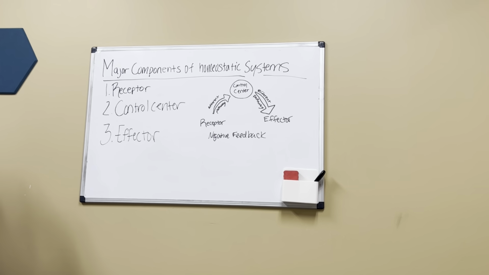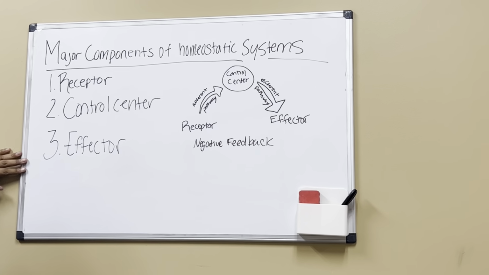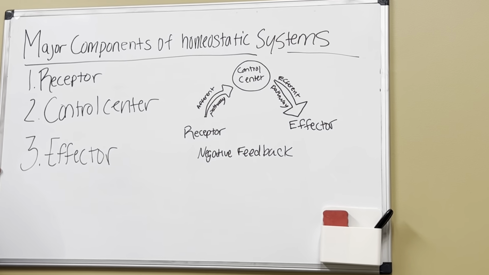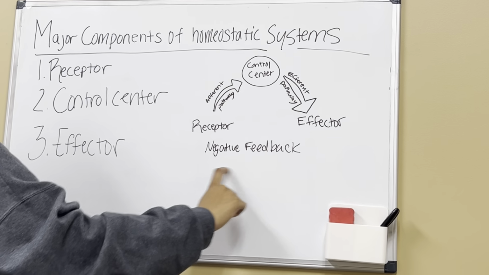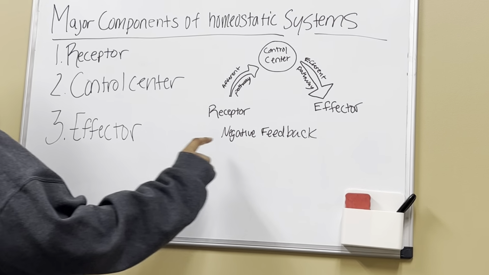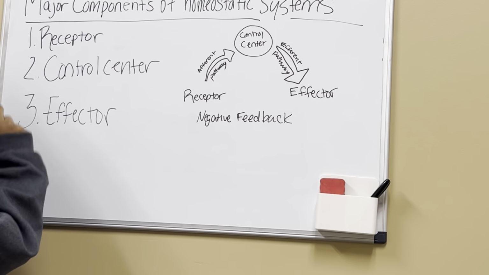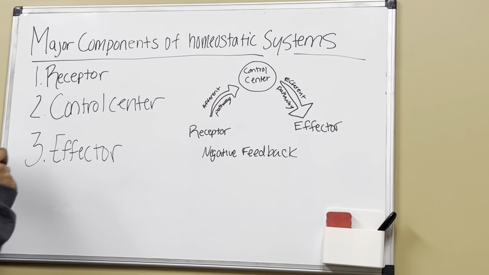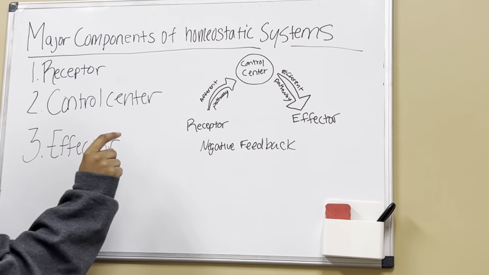Alright, so now we're going to go over the major components of homeostatic systems. The 3 major components are the receptor, the control center, and the effector. This process is called the negative feedback loop. It is the process where the body detects a change and activates mechanisms to reverse it. In other words, this negative feedback response opposes the initial change.